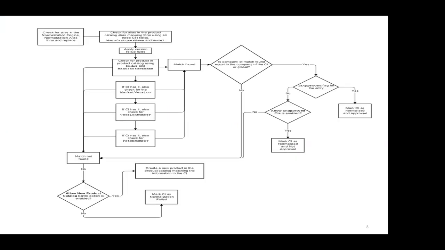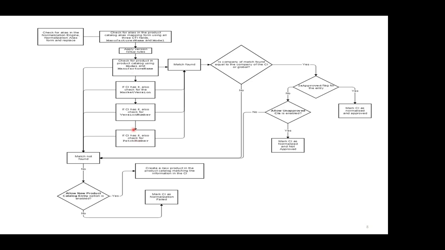Going back to the presentation, a quick summary of what we have seen in the demo. Whenever the CI first comes, it checks the normalization alias first. If it has a product or manufacturer there, then it checks the catalog alias mapping. Then it goes for apply version rollup rules. Then it checks the product in the product catalog using model and manufacturer. If the CI also has a market version populated, it checks for that. Same way, it will check version number and patch numbers if they are populated on the particular CI.